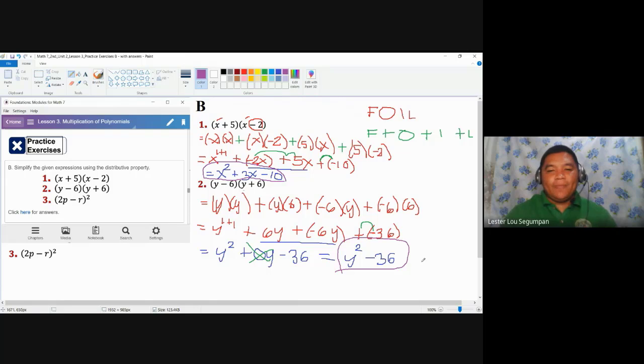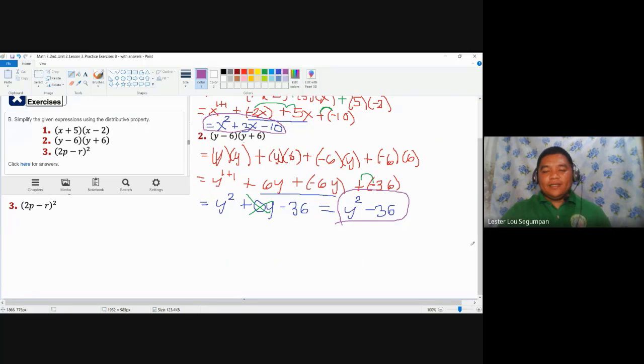Now let's proceed to the last item. Last item is the square of 2p minus r. Sir, I know what to do. I know what the answer is. I will use the power law of exponents. Power law tells us to distribute, distribute, and distribute. Therefore, my answer, sir, is we have 2 squared, and then we have p squared, and then minus r squared.